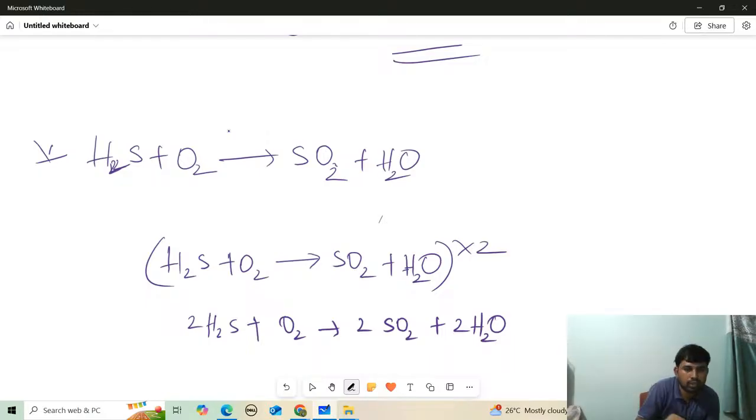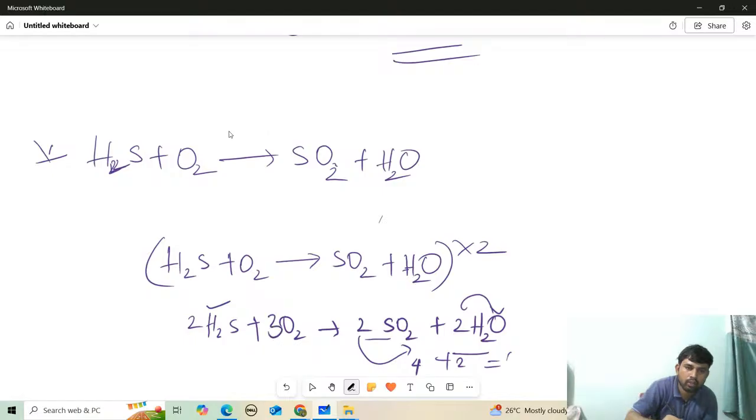Okay. So now how many hydrogens? Four hydrogens are there, 2 into 2. Two sulfurs are there. Now see oxygen, how many are there? 2 into 2 is 4, and 2 into 1, so 2 plus 2 is equal to 6 on this side, and 3, 3 on this side. So it will balance. Okay, so it can be balanced in this way.